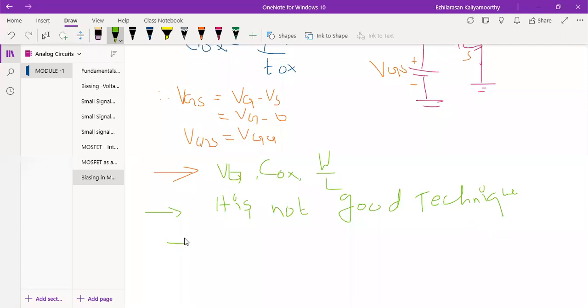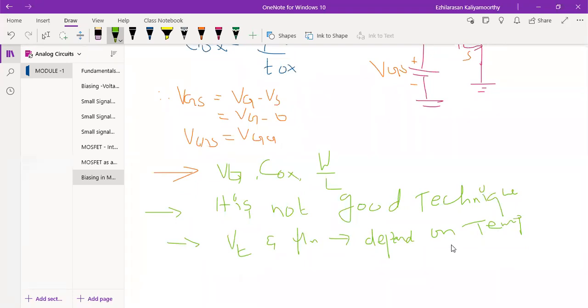Now one more thing I need to say here: the threshold voltage VT and the mobility mu n both depend on the temperature, in the sense of the manufacturing of the device. Due to the mobility and the temperature, the threshold voltage will change. So these two parameters will be changed due to the temperature.